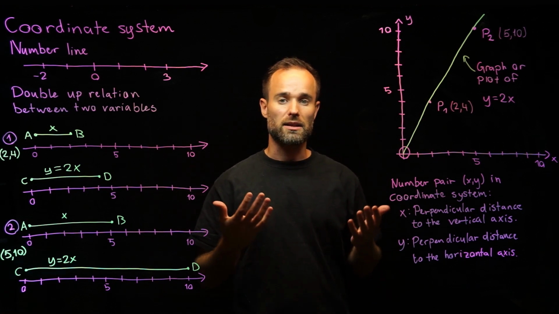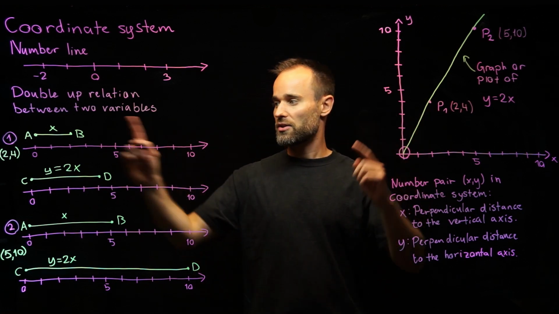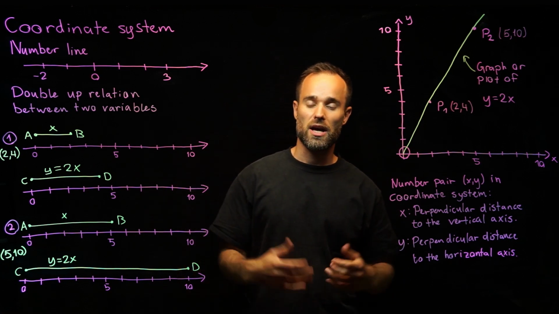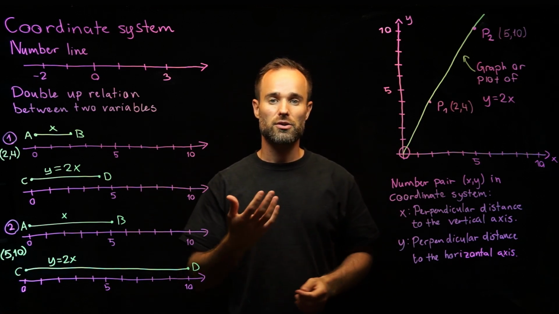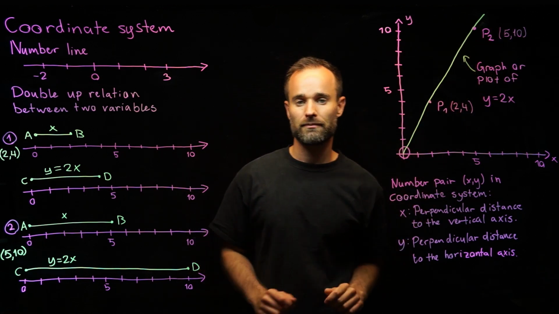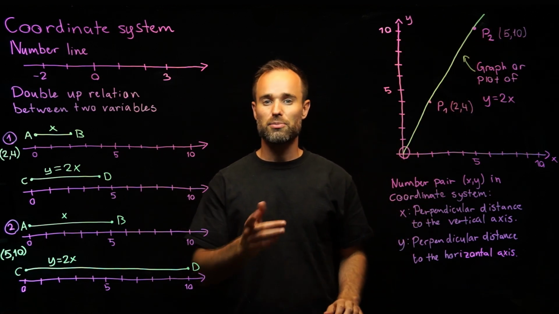Though one is a point and another is a number pair, it is customary to stress their association by referring to the point as, for example, P2(5, 10). Good. Let's put this to use.